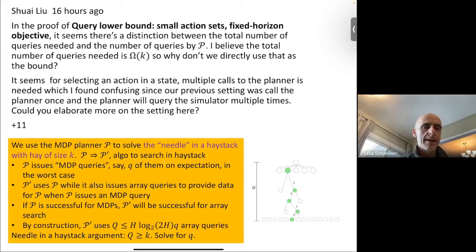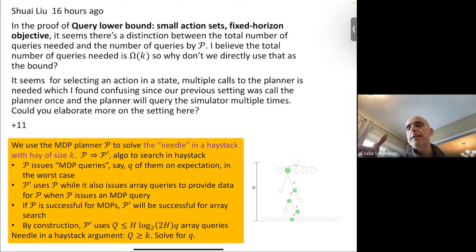So altogether, because of this construction, the array search algorithm, which is constructed by using the MDP planner, uses at most h times log h times Q array queries, okay? And by the needle in a haystack argument, it has to use, at the same time, at least k array queries. And now if you're putting everything together, then you get that Q has to be big. Q has to be bigger than k over h log h. You can't say anything stronger than that.